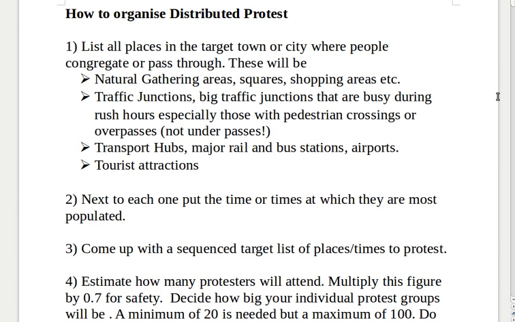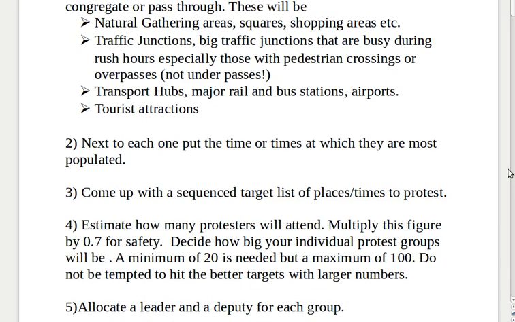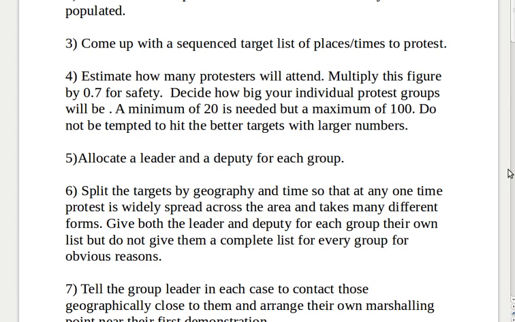First of all, what you need to do is list all the places in the target town or city where people congregate, and things like natural gathering areas that people might stop and chat, squares, shopping areas, all the rest of it. Traffic junctions, big traffic junctions, especially those with pedestrian crossings or overpasses. Transport hubs, major rail and bus stations, airports, tourist attractions.